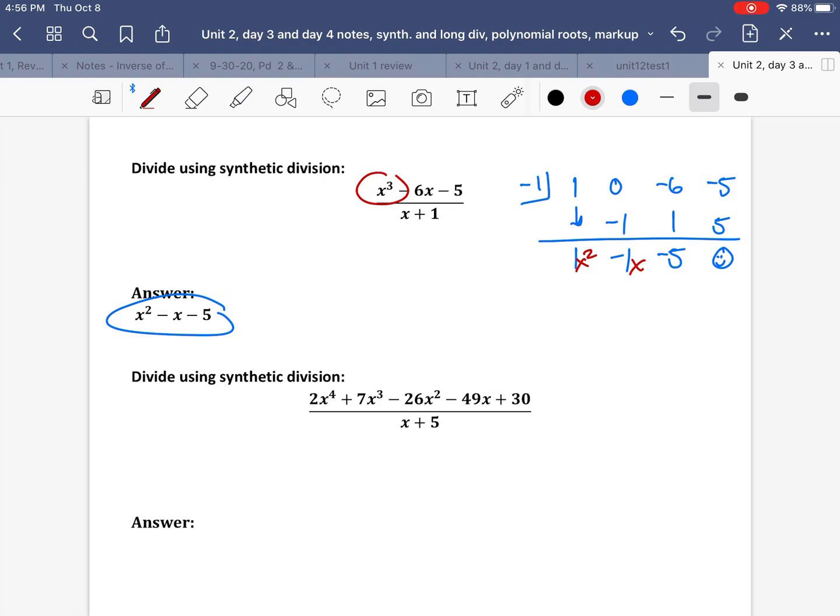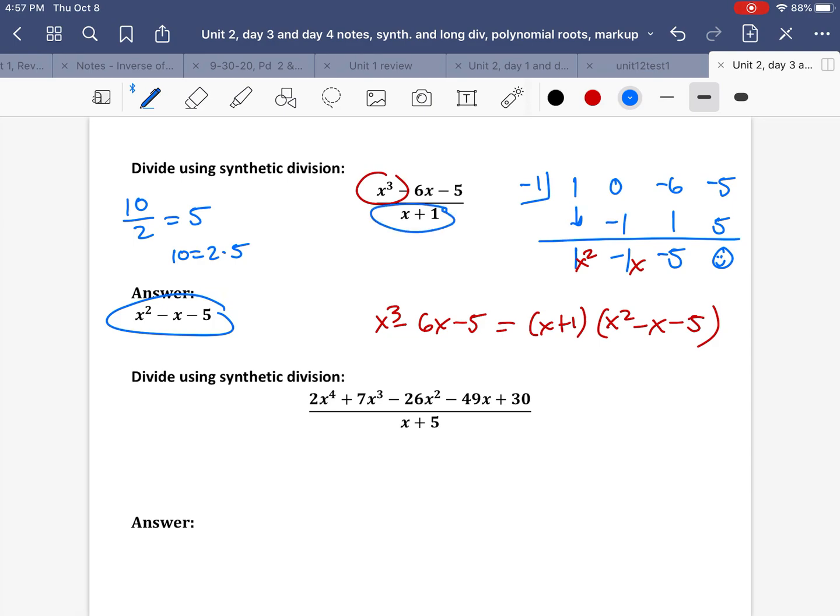So what that also tells me is this, that x to the third minus 6x minus 5 is really just x plus 1 times x squared minus x minus 5. So what it's helped me do is it helped me factor. Remember, just like in regular old math, if you take, I don't know, 10 divided by 2 and the answer is 5, well then you also know that 10 is 2 times 5. So that's what I just did right here. I now know, since it divided perfectly, that what I was dividing with times my answer equals what I was trying to divide into. All right.